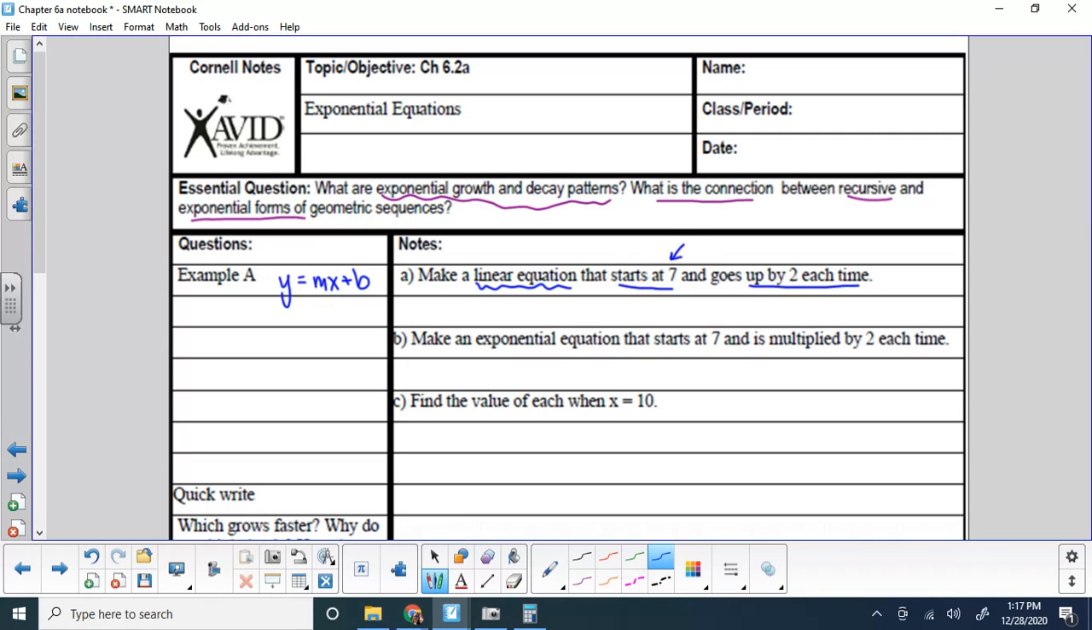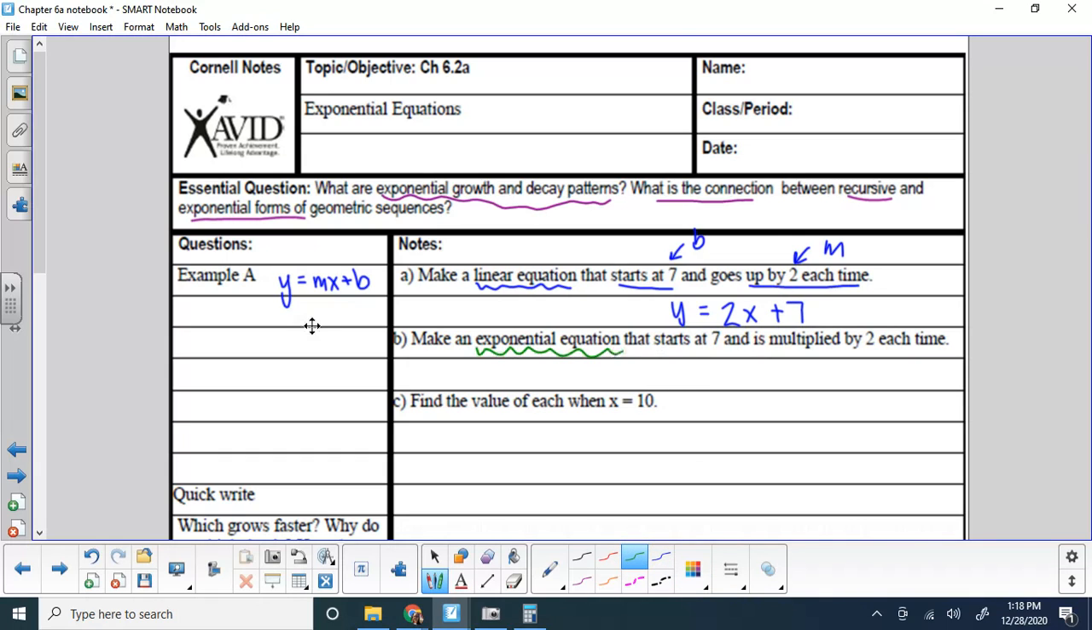Hopefully you remembered that our starting value is the b value, and what we go up by each time is our m. So our linear equation is going to be y equals 2x plus 7. Next, we're going to write our exponential equation.